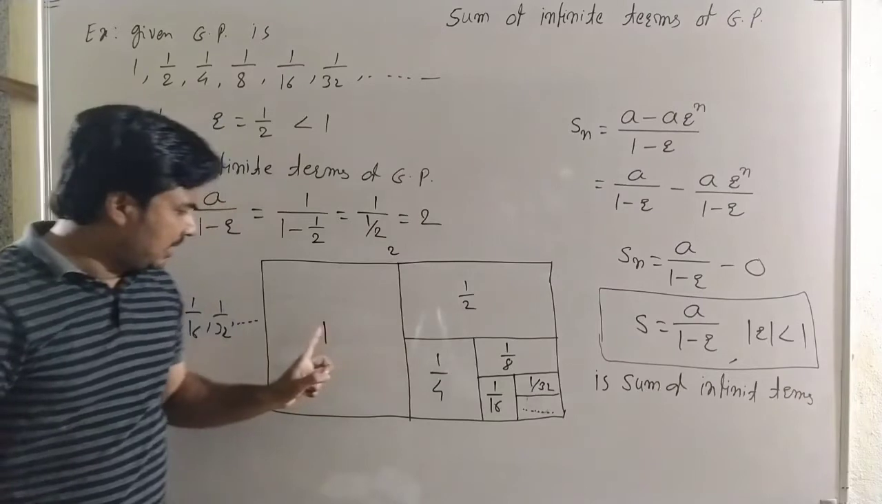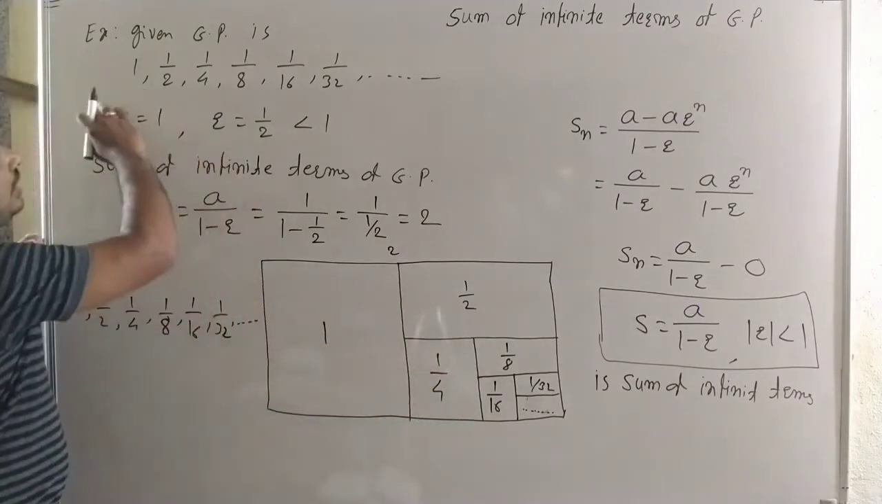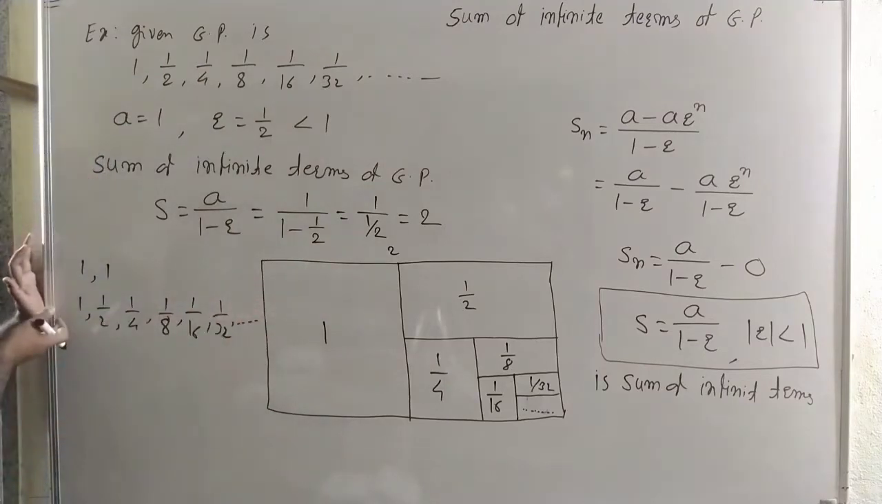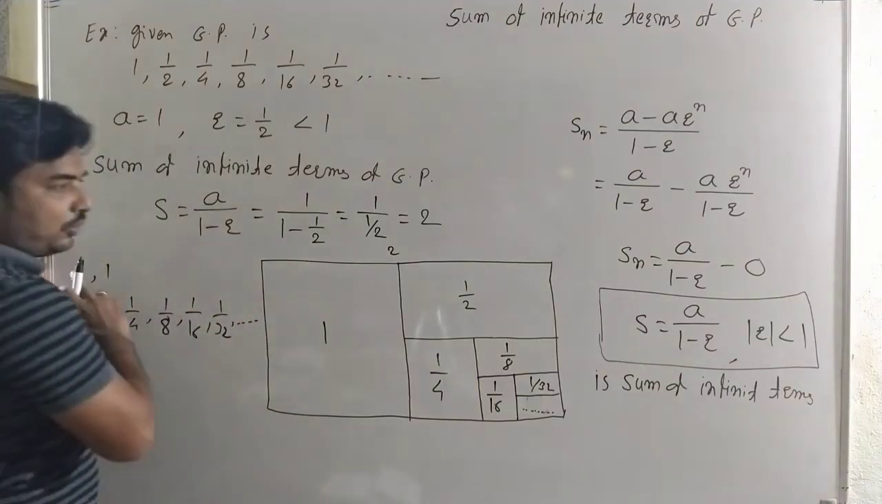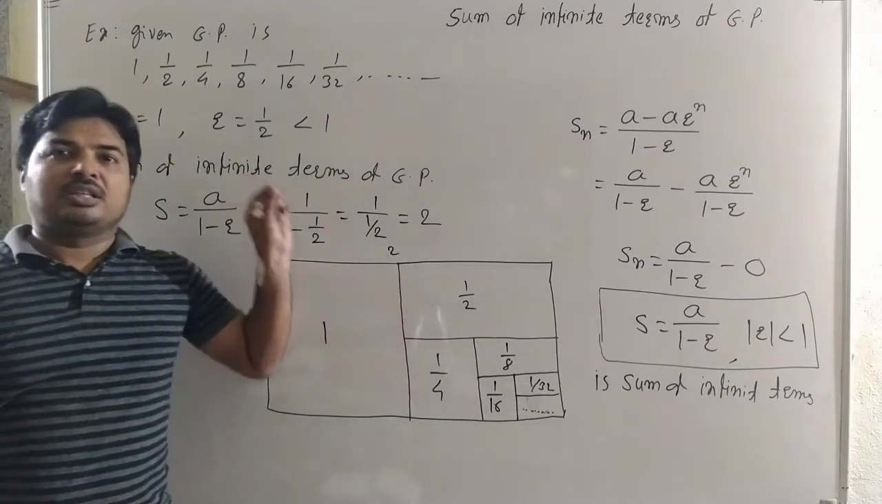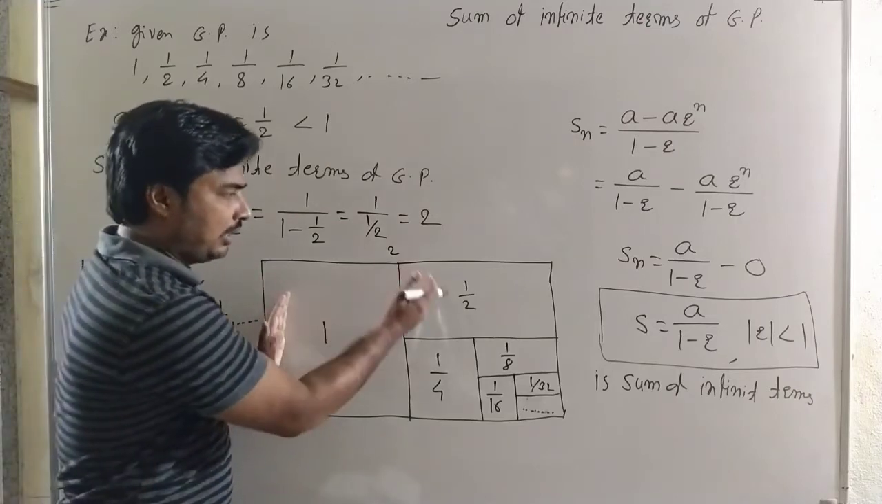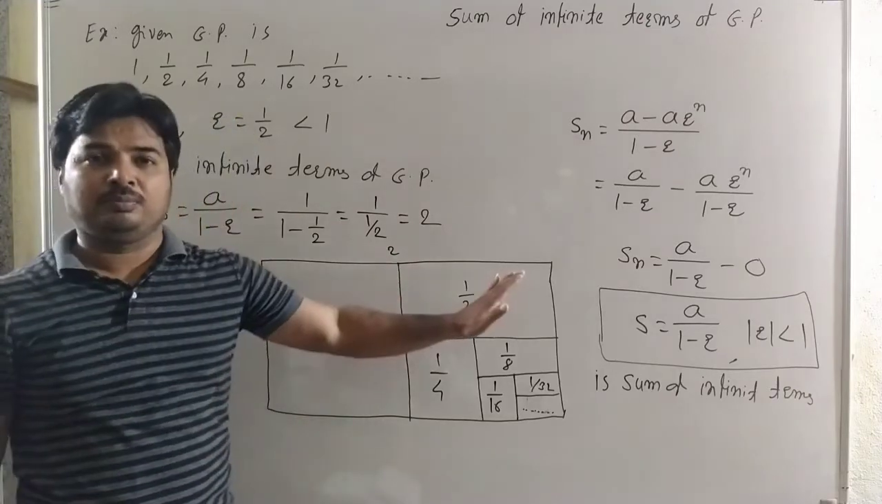See carefully, here 1, 1 by 2, 1 by 4, 1 by 8, 1 by 16 are all in a geometric progression. That means when we take the sum of the infinite terms, there is a condition: the sequence is in a decreasing order. Here first 1, then 1 by 2, then 1 by 4, it is a decreasing order.